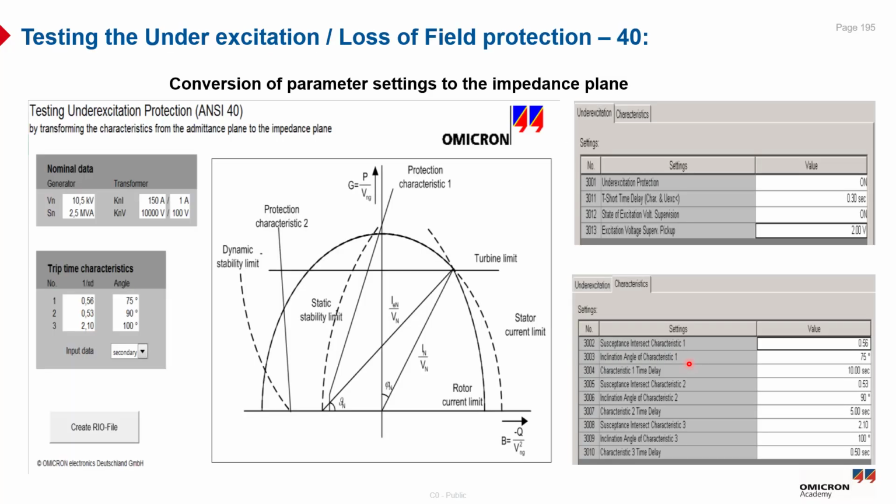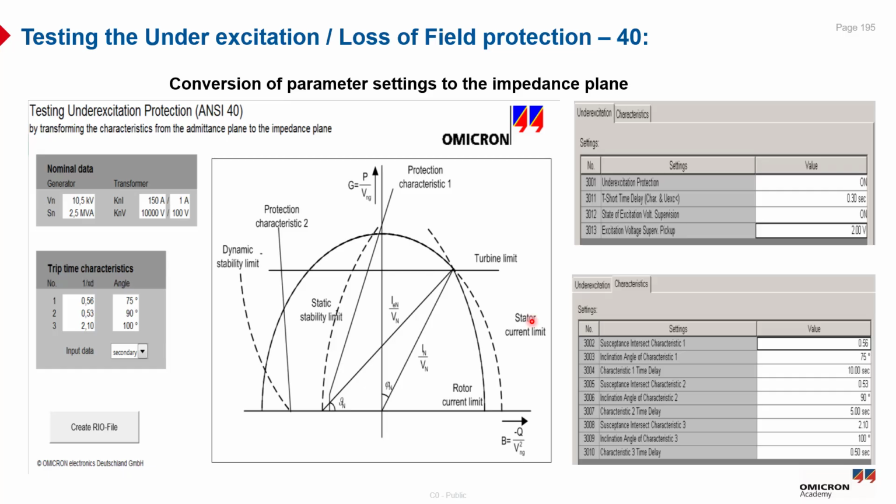So the parameter setting of this protection function can be taken directly from the power vector diagram or the admittance plane of the generator and entered in the protection device as conductance values. Also, a conversion of this parameter setting to the impedance plane can be done, and there is a possible way to convert the configured parameter setting of the protection relay using an external Excel file. Also, you have to define the generator data. You have to define the tripping characteristic configured in the protection relay. Also, make sure that all the parameters are set to secondary values.